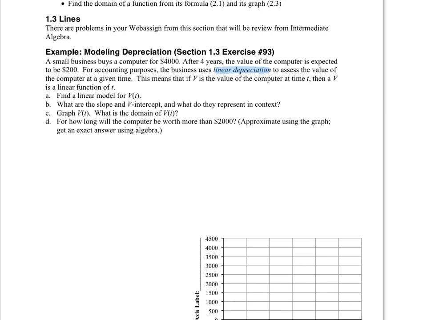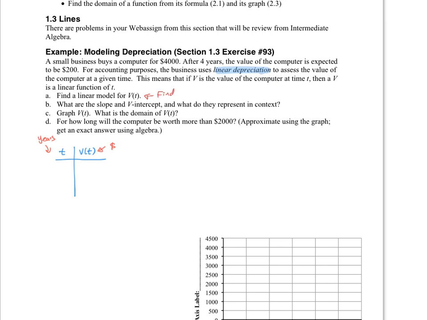So here we define B to be the value of the computer at time t, and t obviously is the time in years. Okay? So t will be the time in years, and B(t) will be the value of the computer, in dollars, and t is in years. All right, so part A is asking you to find a linear model, which is just a fancy name to say find the equation of the line.